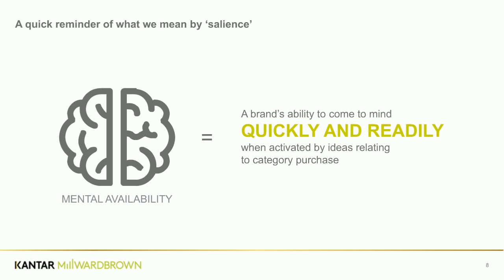So when we talk about a brand being salient, what we mean is that that brand is easily mentally available to people. Now, obviously, this doesn't mean they're going around thinking about the brand constantly all of the time. But what it does mean is that when they're in a relevant category purchase situation, that brand is able to come to mind quickly and easily for them.